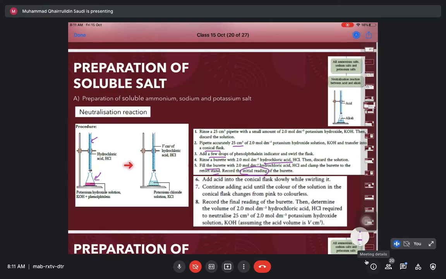Kita pun add lah acid. Add acid drop by drop, slowly while swirl kat bawah tu. Continue adding until the colour of the solution change from pink to colourless. So what does this mean, pink to colourless? Meaning? Maksudnya apa?